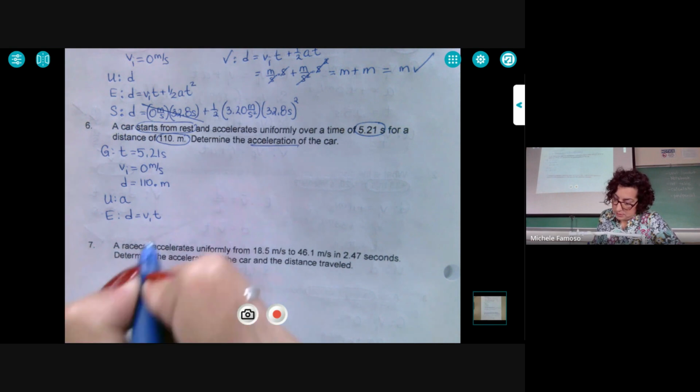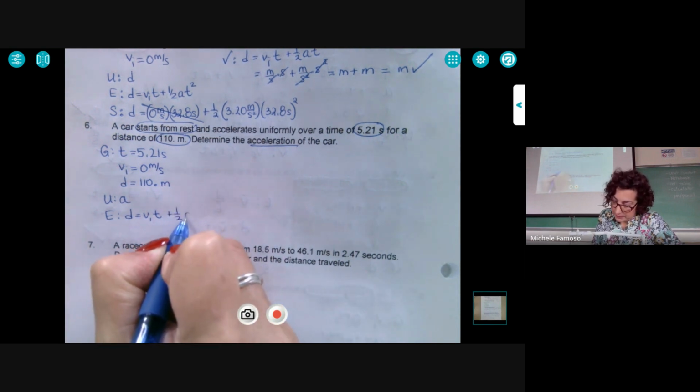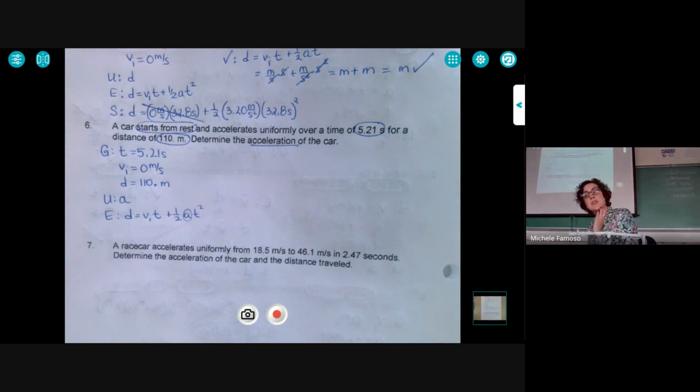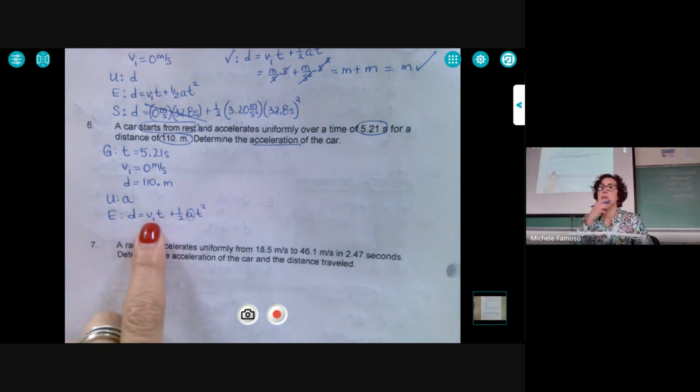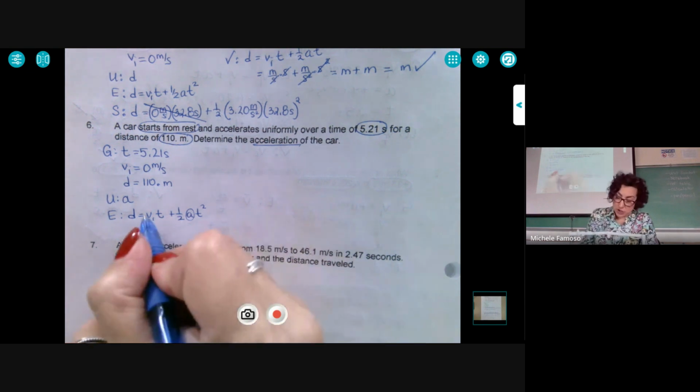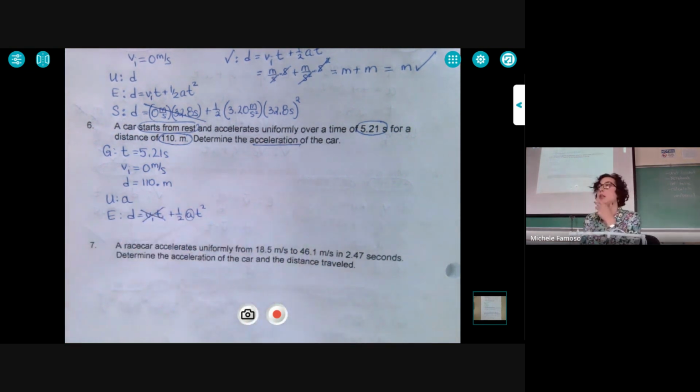D equals ViT plus 1 half AT squared. Good. Now, we have to move it around for A. This looks a lot more complicated than it is, and I'm going to show you a trick. What is the value for Vi? It's 0. What is 0 times anything? 0. So what happens to the first half of this equation here on the right? It's going to go away. So let's just ignore it entirely.